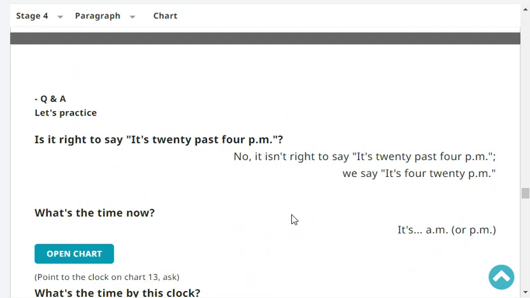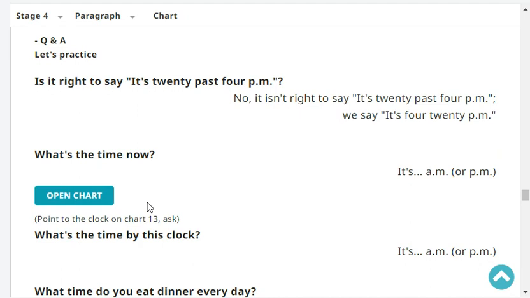Very good. Is it right to say it's 20 past 4 p.m.? No, it isn't right to say it's 20 past 4 p.m. We say it's 4:20 p.m.